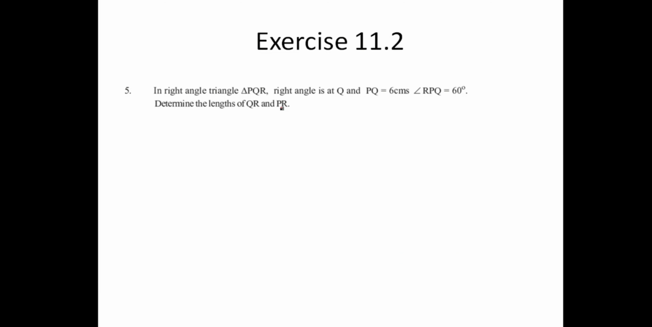In a right angle triangle PQR, you are having a triangle. Let me draw a triangle here. This should be your R. The angle of A is 60 degrees. This is the angle of A here, right? Now he is asking you to find the length of QR and RP. He is asking us to find the length of QR and RP.